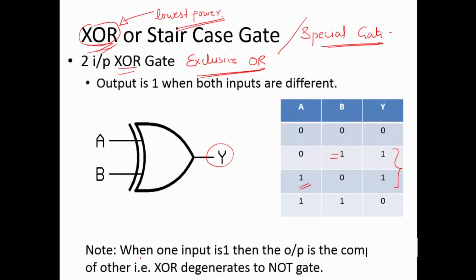Now a very important point to note down: when any of the inputs is 1, the output is the complement of the other. You can see from here, when B is 1, the output is the complement of A. So if someone asks you to implement a NOT gate using an XOR gate, you will simply make one of the inputs 1. If this is A, then definitely the output is A bar. You can see some truth table questions on that. So when any one of the inputs is 1, the output is the complement of the other.